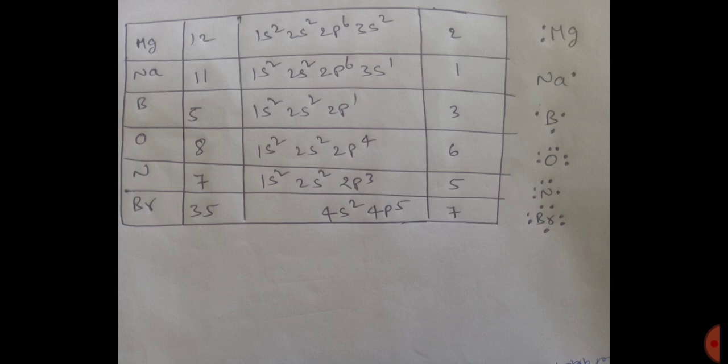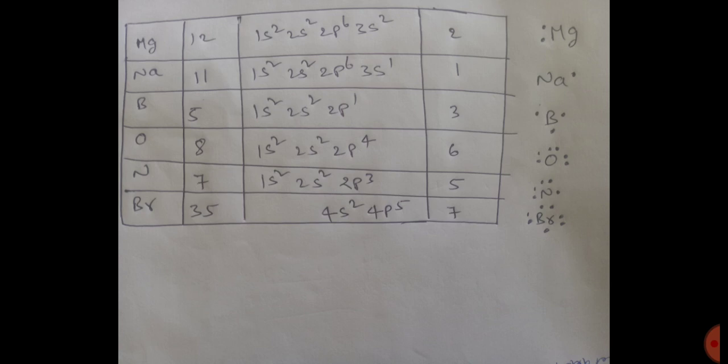Coming to boron, the atomic number is 5. The electronic configuration is 1s2, 2s2 as well as 2p1. The outermost shell, S as well as P, has 3 electrons. So the valency of boron is 3, and automatically you get boron with 3 dots. Each electron is represented in the form of a dot only. You should remember this point.